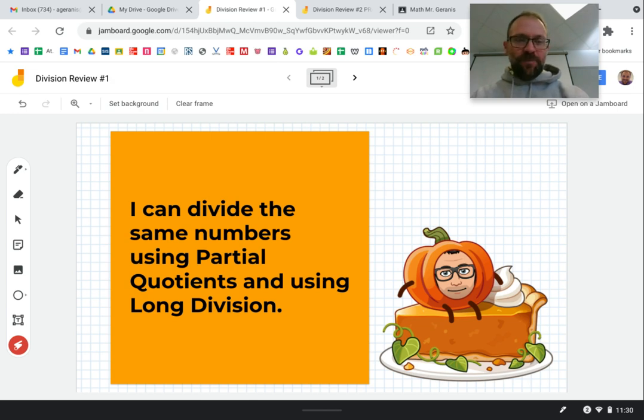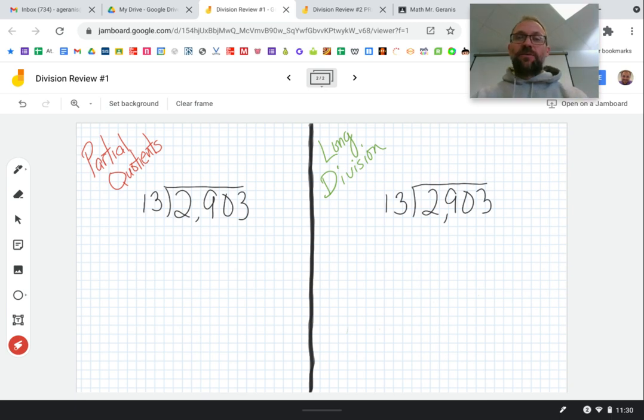So today we are going to divide the same numbers using partial quotients and using long division. Okay, so this day is just like the last day. So here is our problem for today. We have 2,903 divided by 13. And we're going to complete that problem by both using partial quotients and long division.